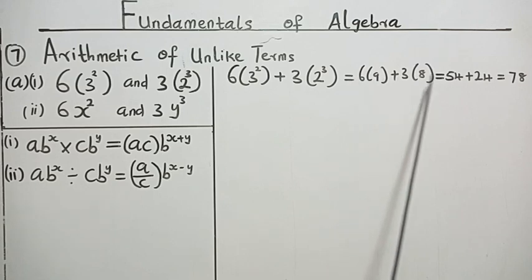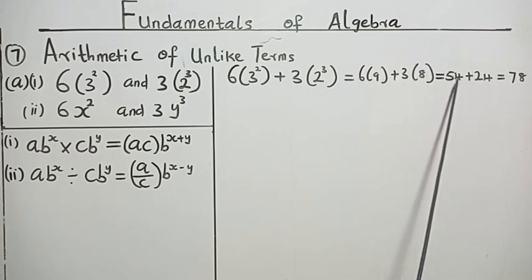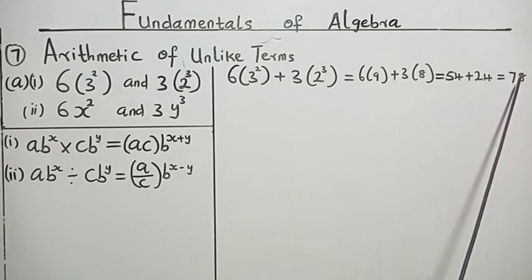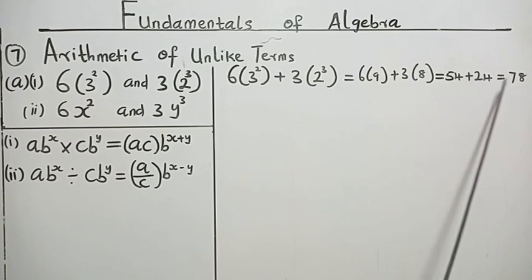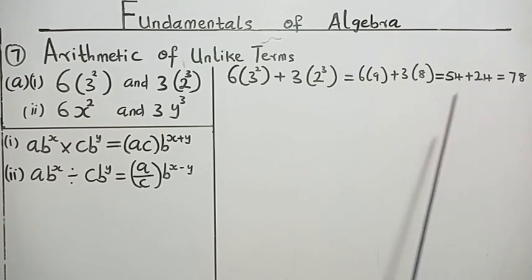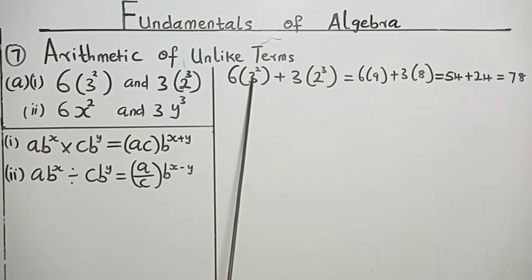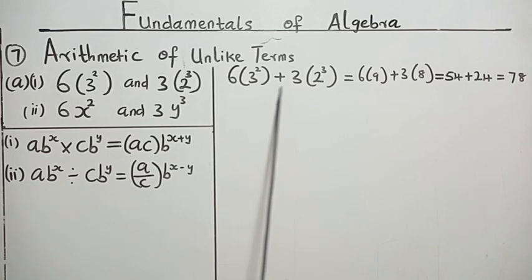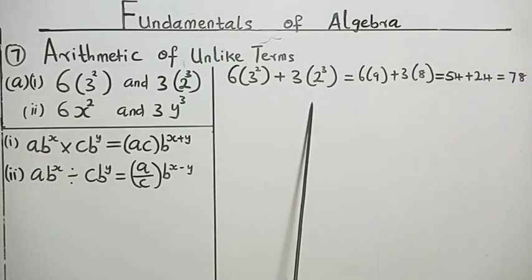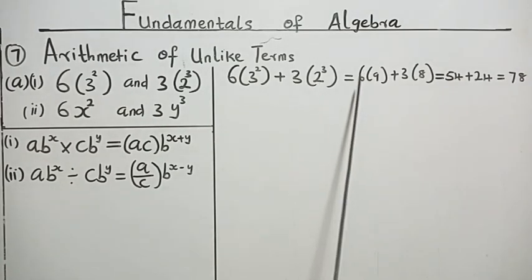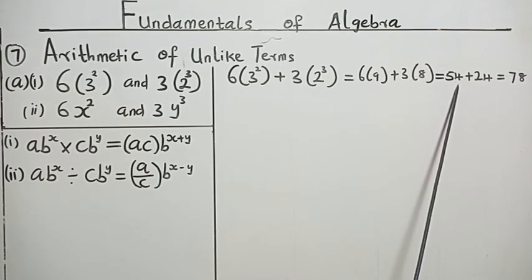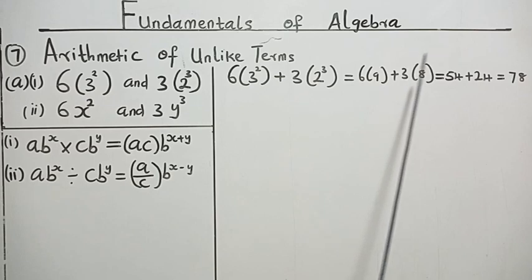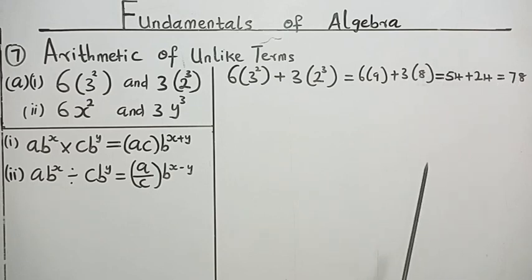6 times 9 is 54. 3 times 8 is 24. 54 plus 24 is equal to 78. Therefore, the answer to this number operation is equal to 78. What if I replace this 3 by x and replace this 2 by y? Can I go beyond it to get any of these intermediate results? And can I even get 78 as the answer?